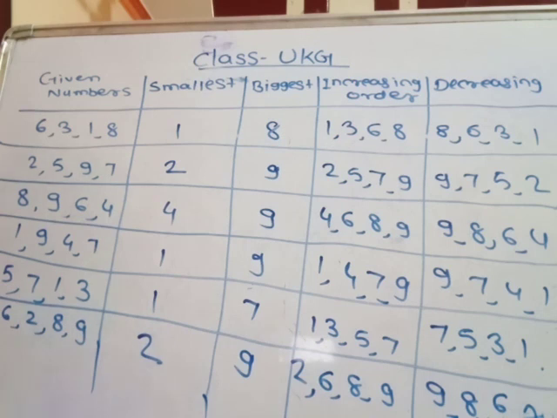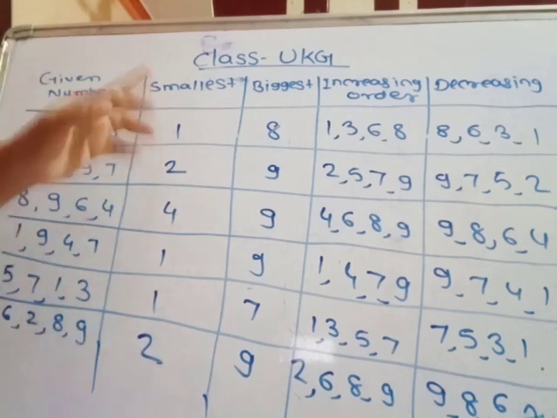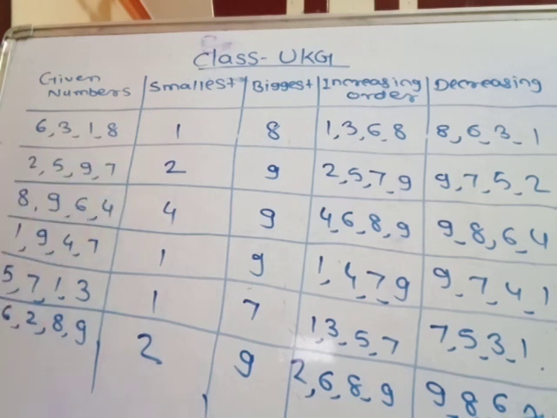In homework, all of you complete this table. In this, make columns here and you write the smallest, biggest, increasing order and decreasing order.